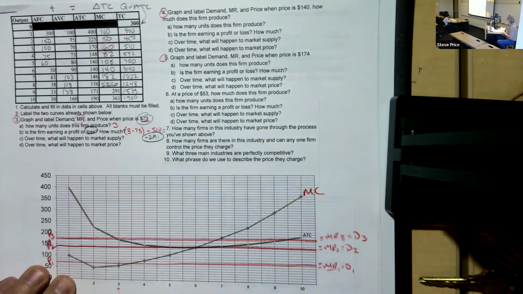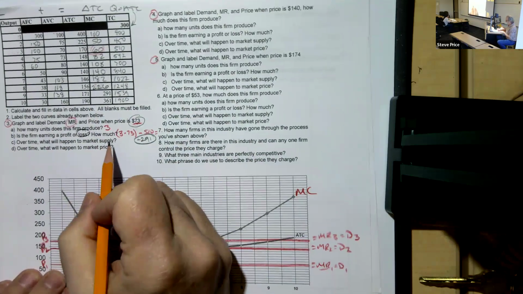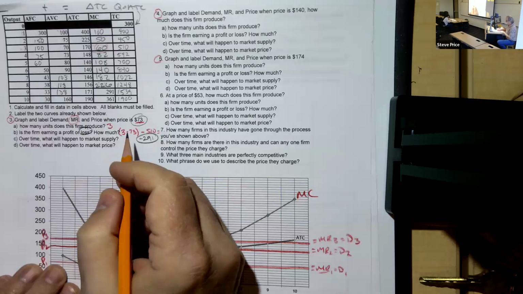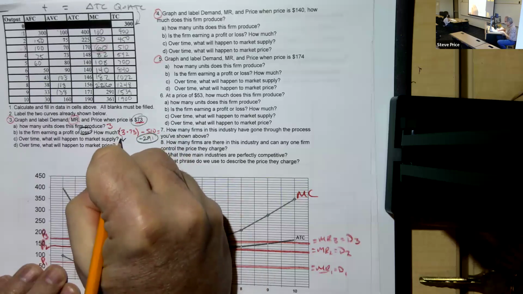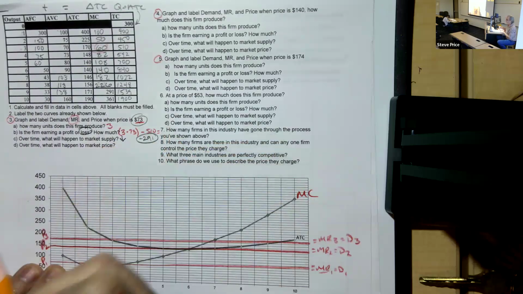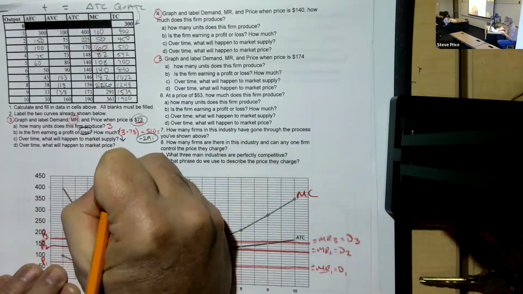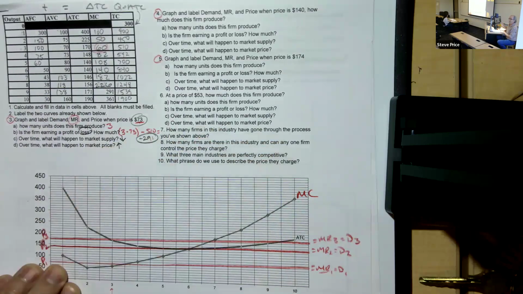How many firms are enduring that loss? All of them. So what's going to happen to the market supply? Supply is going to decrease, and a down arrow totally works for me. And then what's going to happen to the price? Going to go up. What's it going to go up to? Where all firms are just making a normal profit.